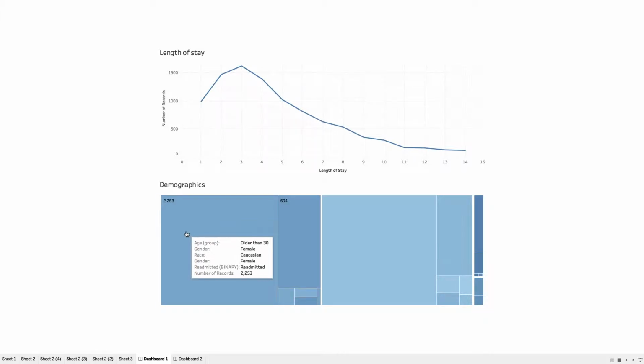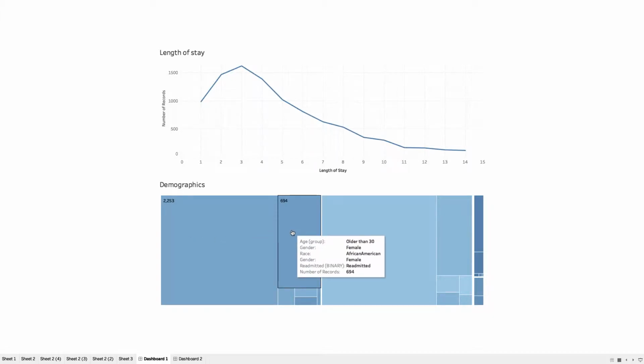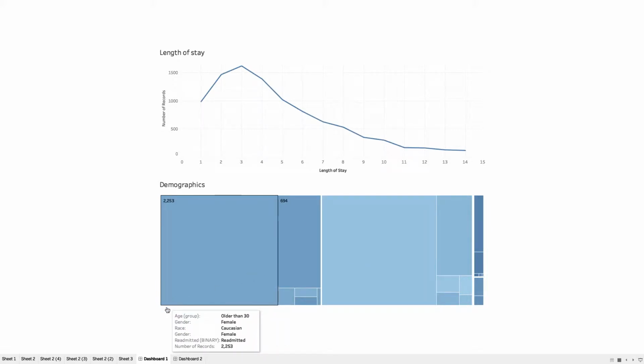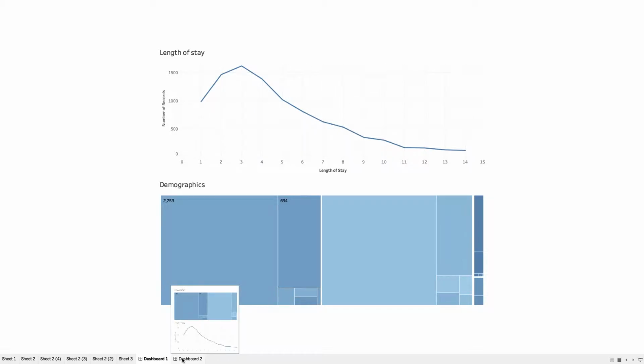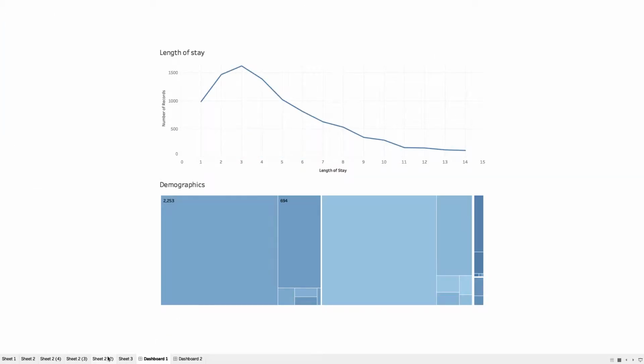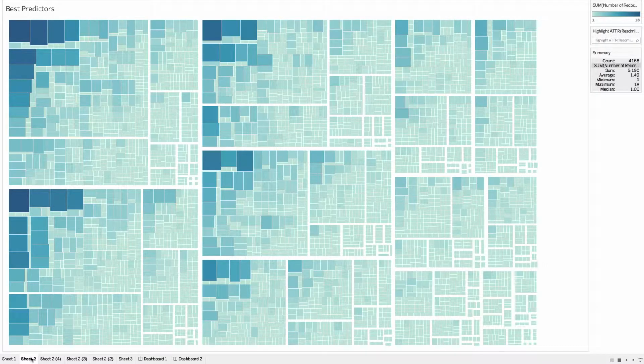So the largest one were age group older than 30, females, Caucasian, and readmitted, and about 2,253. And second highest here were African American, older than 30. So, and the last classifier here were basically these. This was very interesting.